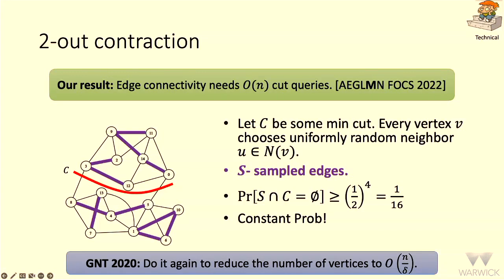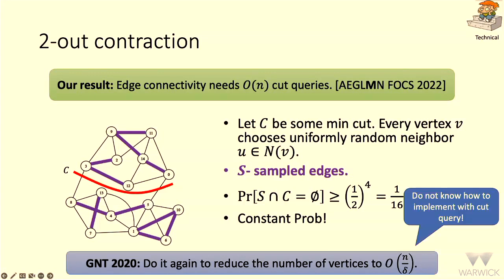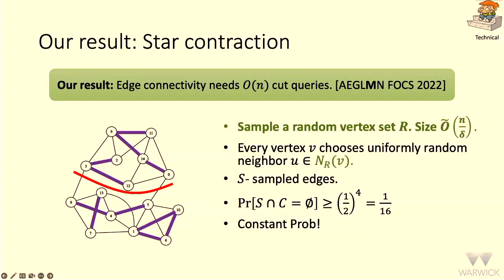So what we did was we stayed with this protocol for a while and thought about how we can make it work for cut query. Let's look at all the techniques that we know for cut query and which of them we can make it work with. And it turns out that a very simple modification of this protocol will just work. Instead of every vertex sampling one random neighbor of it, first pick a set of vertices, let's call that set R, and every vertex chooses a uniformly random neighbor inside R.